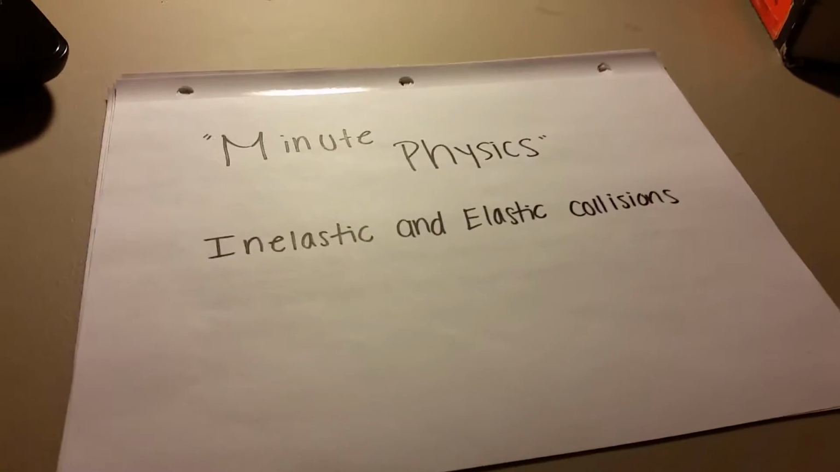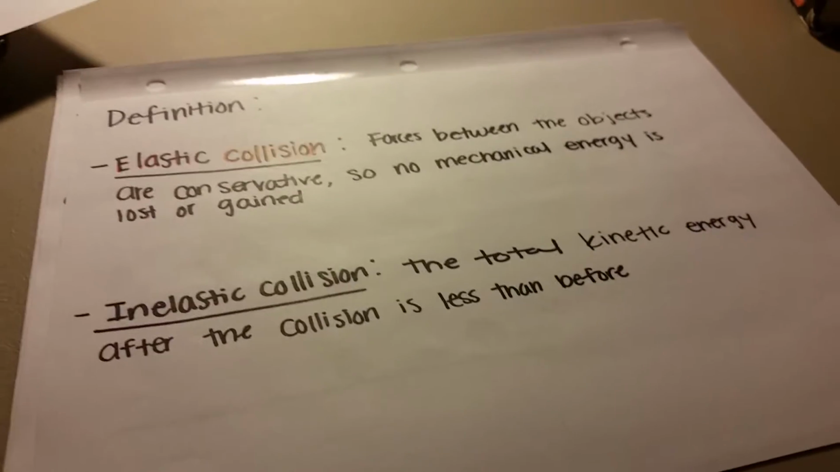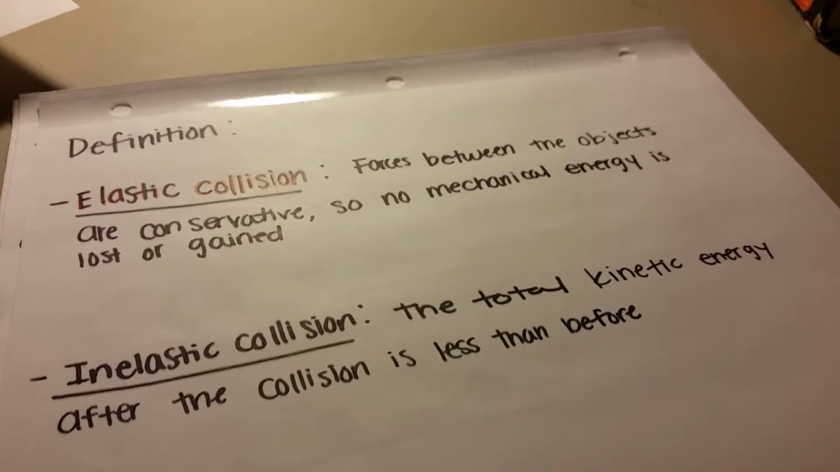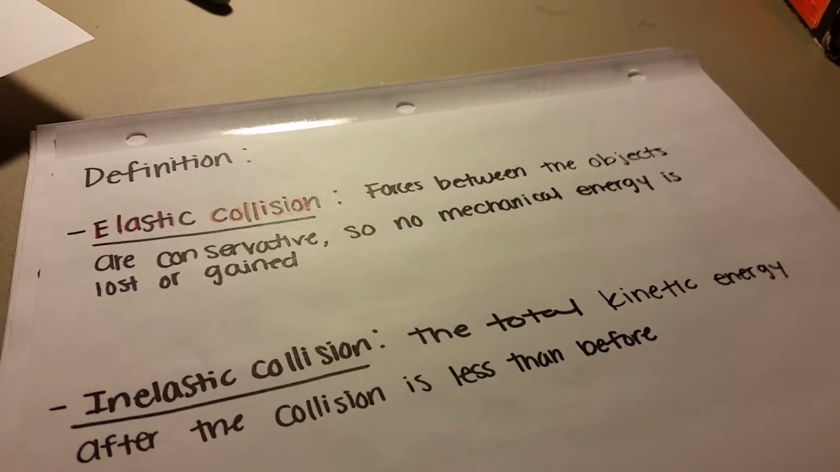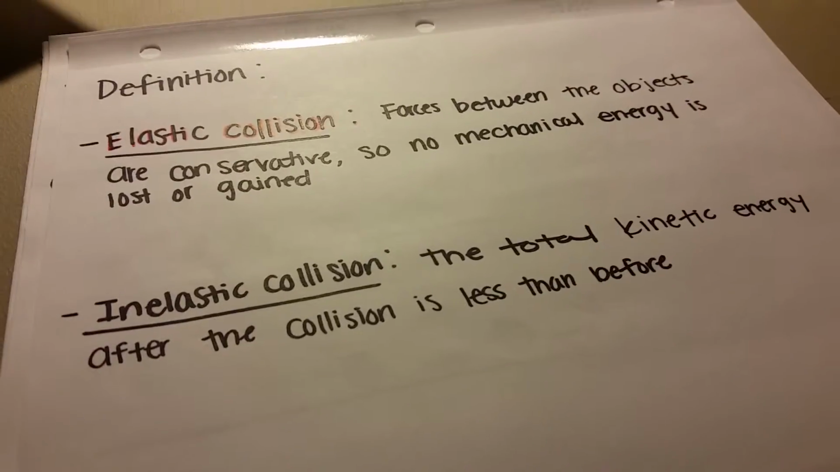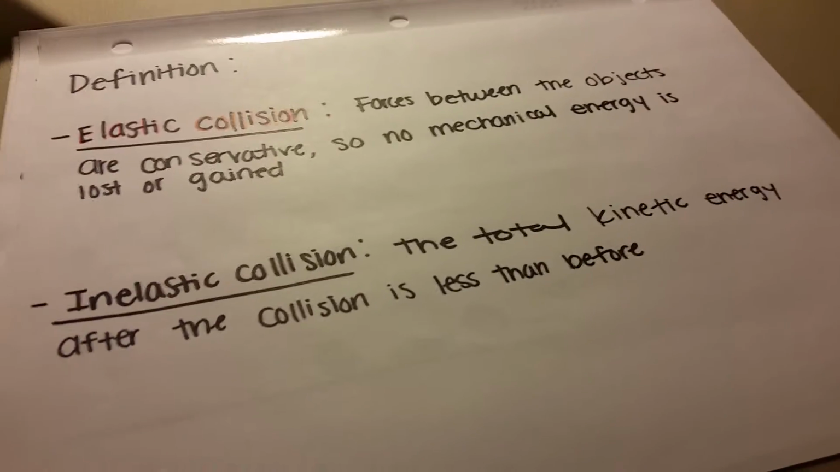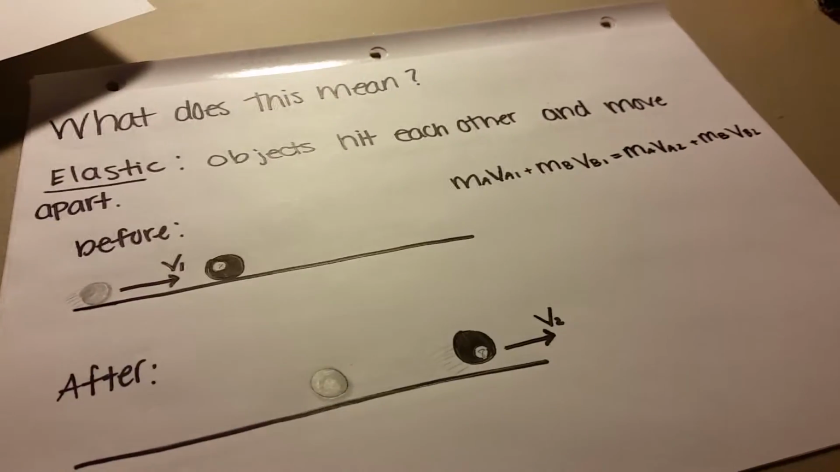So today in Minute Physics, we're going to talk about inelastic and elastic collisions. So what does that mean? An elastic collision is when the forces between the objects are conservative, so no mechanical energy is lost or gained. And in an inelastic collision, the total kinetic energy after the collision is less than before. So what does all this mean?